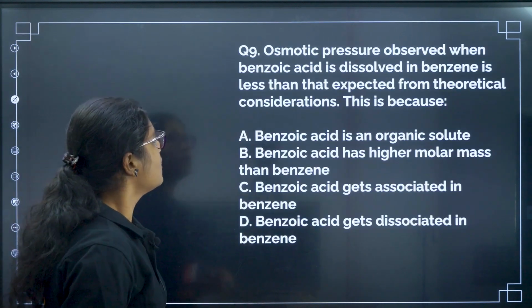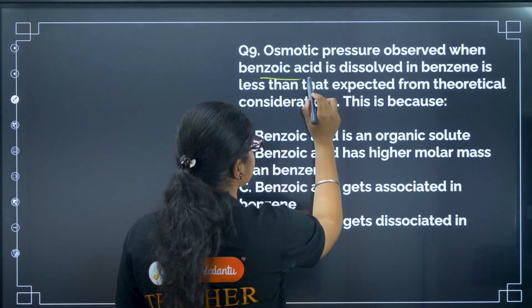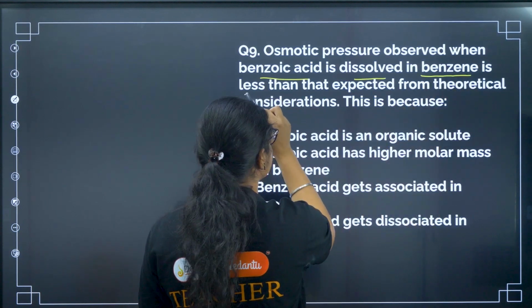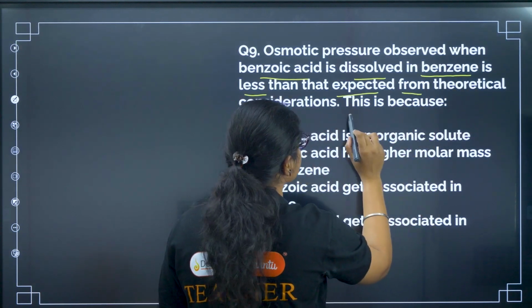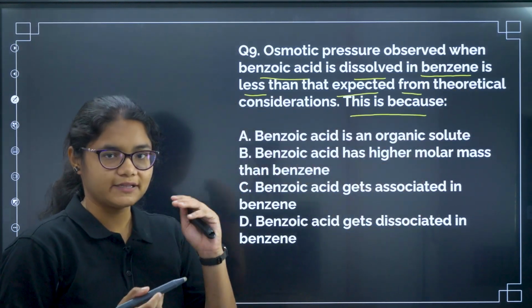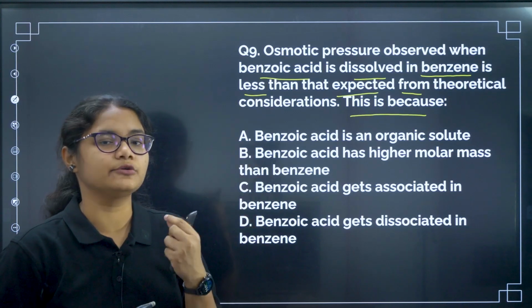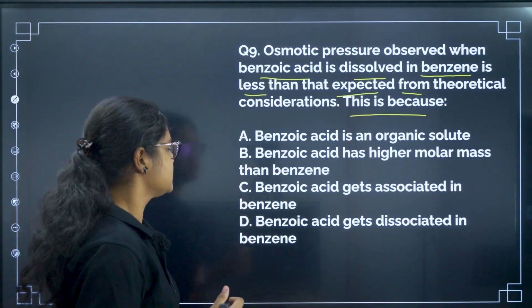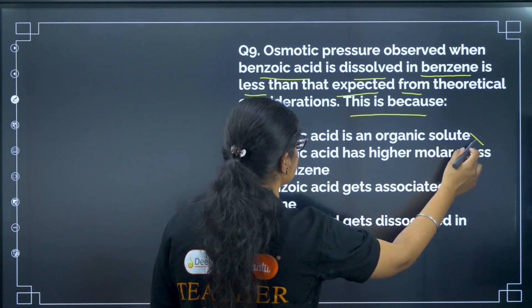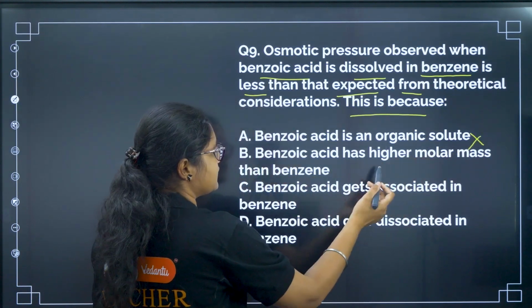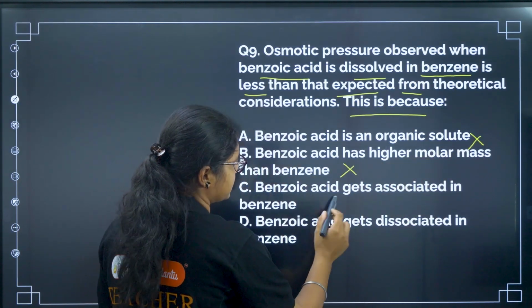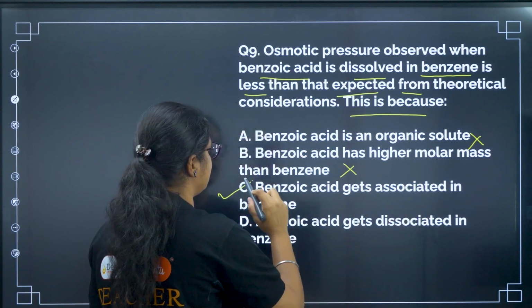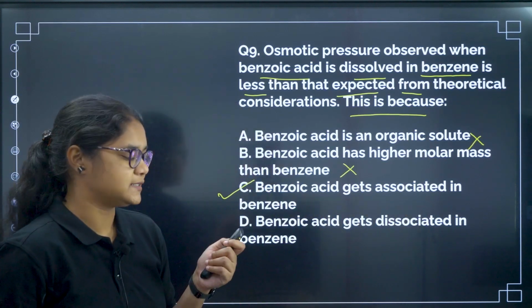Next question. Osmotic pressure observed when benzoic acid is dissolved in benzene is less than the expected value. This is because. So whenever the value decreases, it is due to association, and the value increases due to dissociation. So the correct answer for this question is organic solute, there is no relation, has higher molar mass, also no relation. Benzoic acid gets associated in benzene. Correct answer is option C.